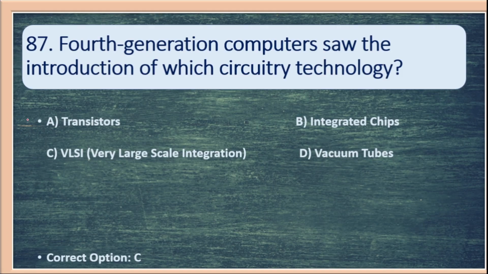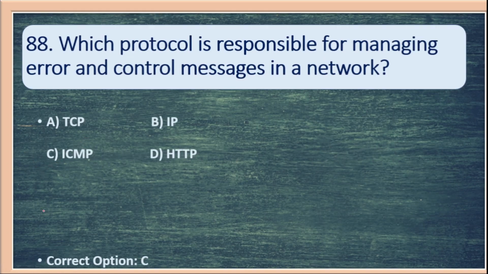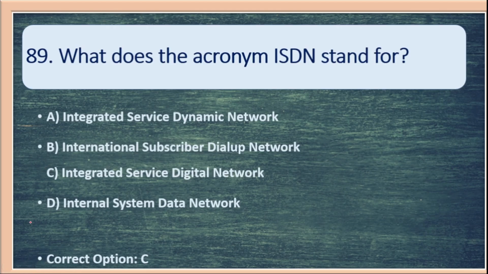Fourth generation computers saw the introduction of which circuit technology? Transistor, integrated chip, VLSI, vacuum tube. Answer is C, VLSI, very large scale integration. Which protocol is responsible for managing error and control messages in a network? TCP, IP, ICMP, HTTP. Answer is C, ICMP. What does the acronym ISDN stand for? Integrated Service Dynamic Network, International Subscriber Dial-up Network, Integrated Service Digital Network, International System Data Network. Answer is C.